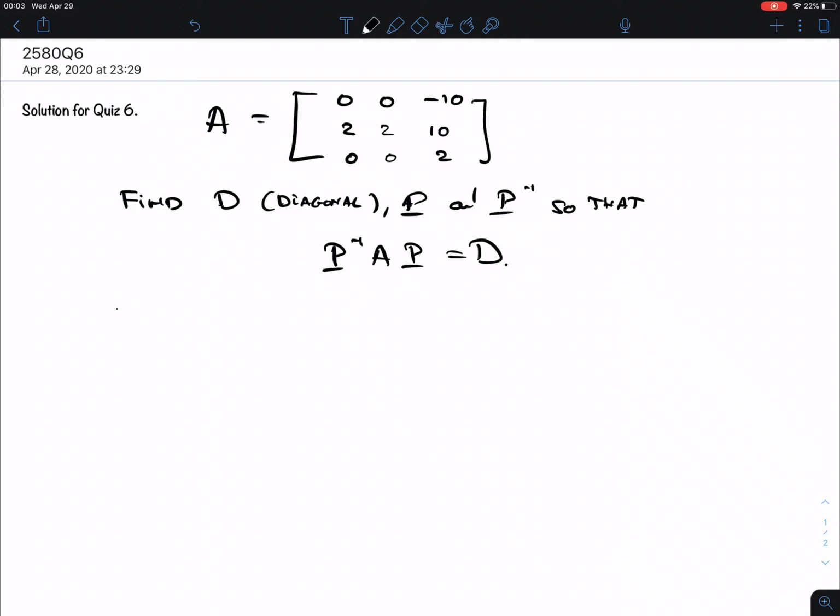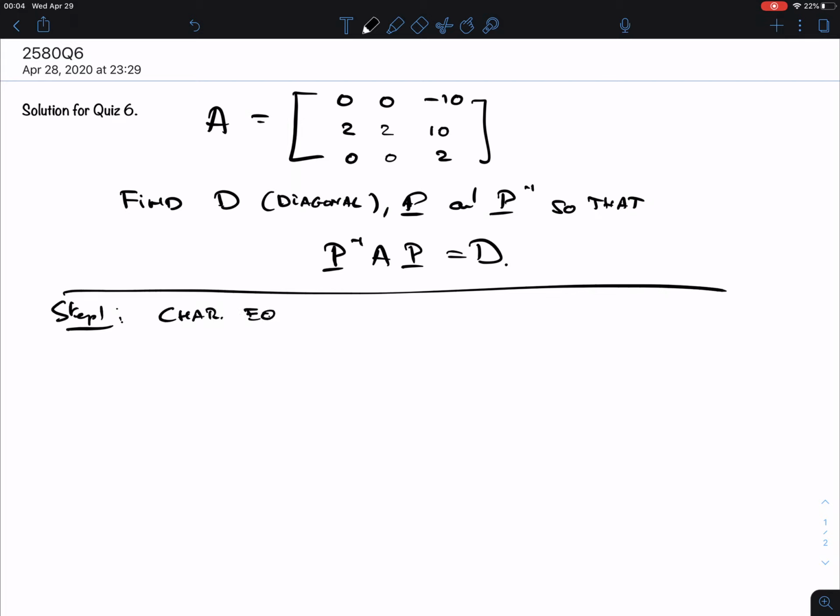Okay, so let's go through the solution for the quiz. I asked you to do everything: D, P, and P inverse. So the first thing we have to do is step 1, find the eigenvalues, so the characteristic equation. It was not a triangular matrix, so you had to calculate something, but it was not bad, right?